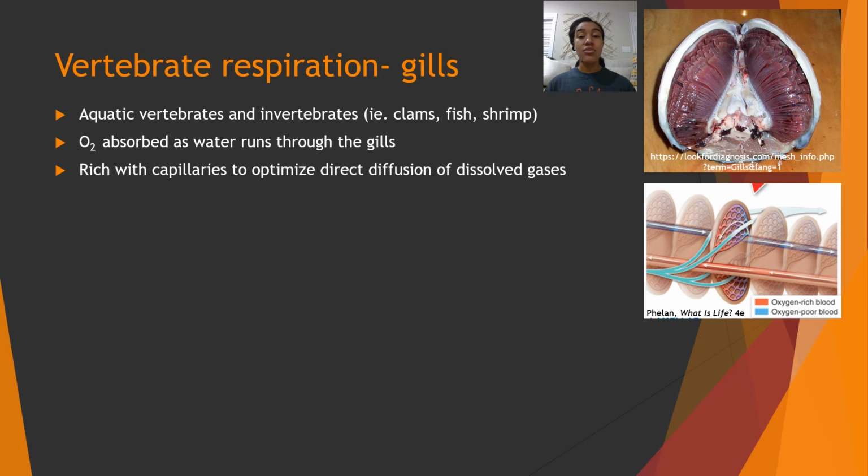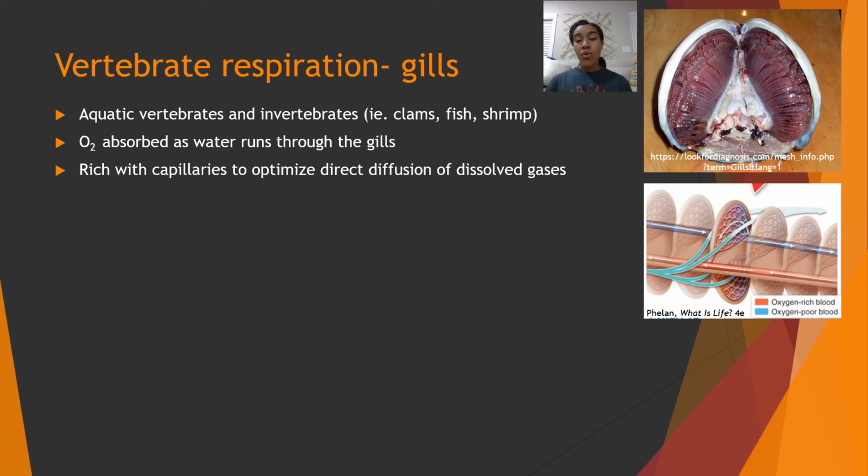Vertebrates tend to use either gills or lungs as their primary respiratory organ, with gills being prevalent in aquatic vertebrates such as fish. But gills are not exclusive to fish. There are also a lot of aquatic invertebrates such as clams and shrimp that also have gills. And in these aquatic animals, their respiratory medium is water.